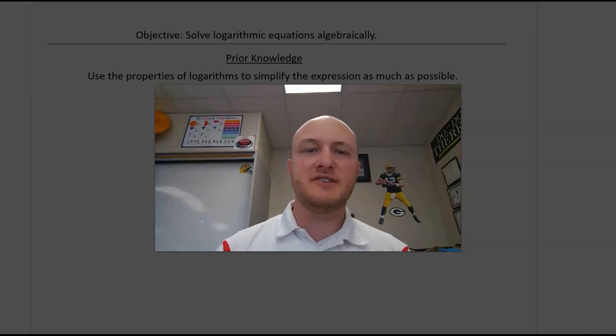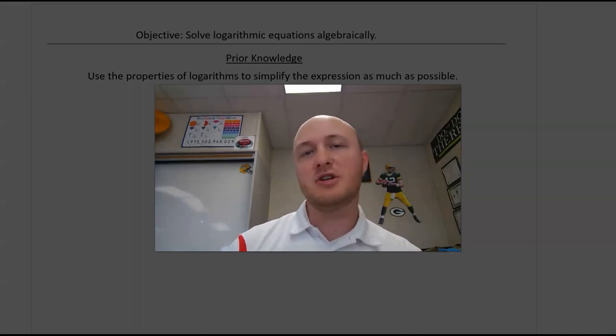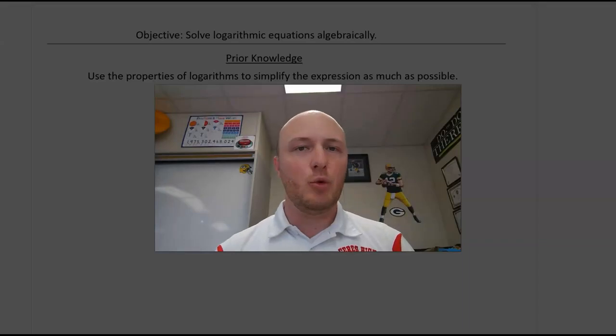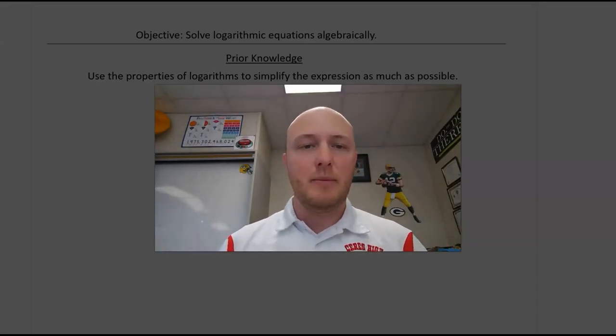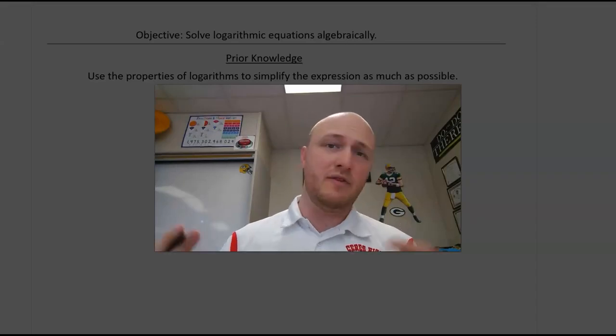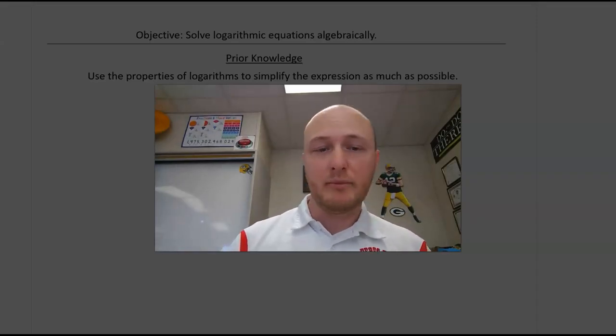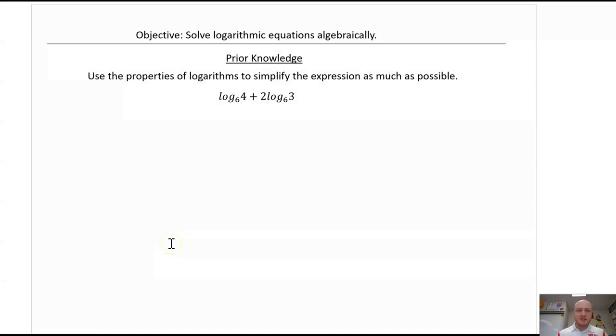Hi there, welcome to this lesson on solving logarithmic equations algebraically. We're going to build on knowledge from the beginning of this unit about using properties to simplify logarithms to help us solve some logarithmic equations. Now, just a refresher on using properties to simplify logarithmic expressions as seen here.